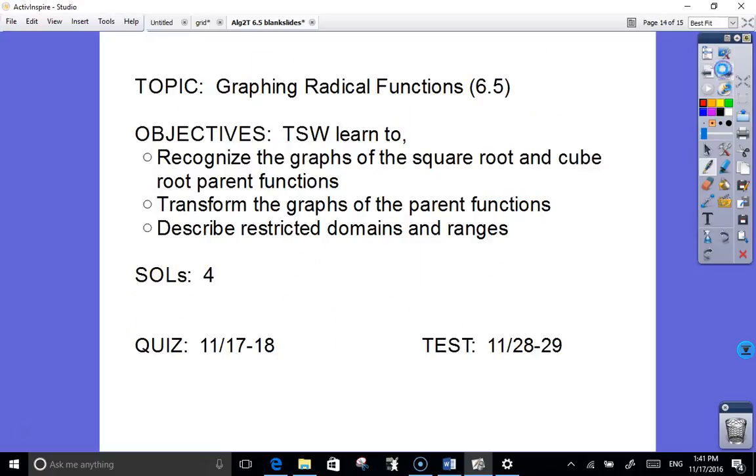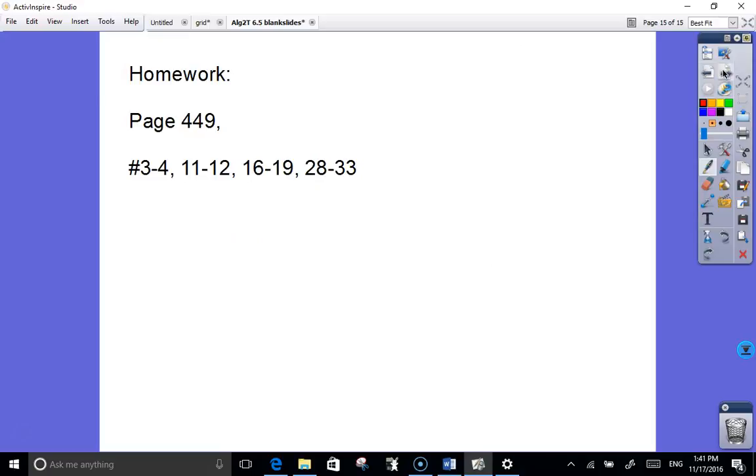So that is the lesson. That's the whole unit. That's the homework.